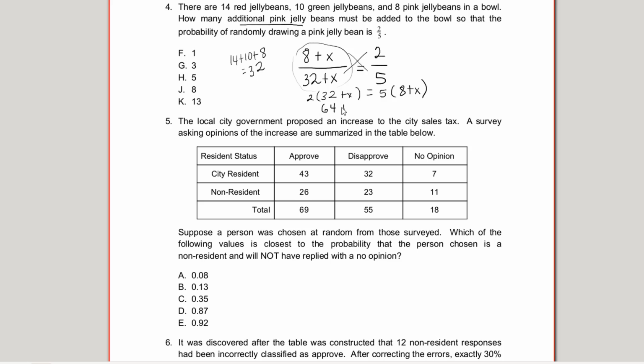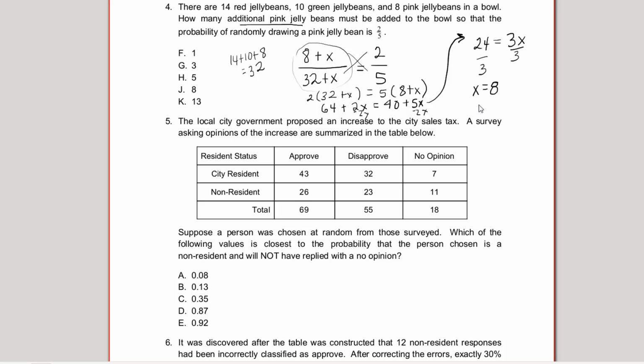So we get 64 plus 2x is equal to 40 plus 5x. And let's pull all this over here. We're going to combine like terms and get our x's together. So I'm going to subtract 2x from both sides, and we'll get 3x on the right hand side, and subtract 40 from both sides and get 24. Divide through by 3, and we'll get that x is equal to 8.